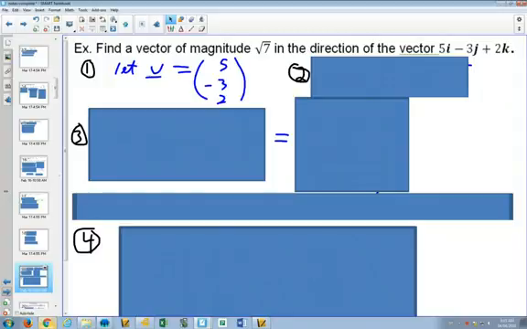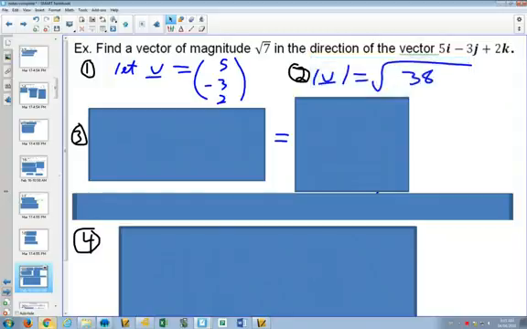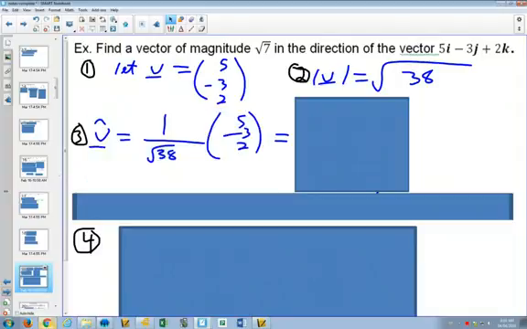First of all, we can find out that our vector v here has a length that's the square root of 38. So our vector v is longer than the vector that we want. We want our vector to just be the square root of 7. Now, these numbers were chosen on purpose so that it wasn't just like, oh, I can see easily how to do this. But what we can do is we can find our unit vector easily.